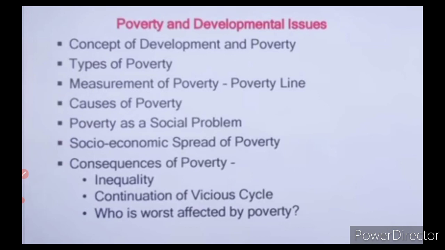Now, who is the worst, like who is most affected by poverty? And worst affected by poverty means that badly, the one who has been affected the most by poverty.